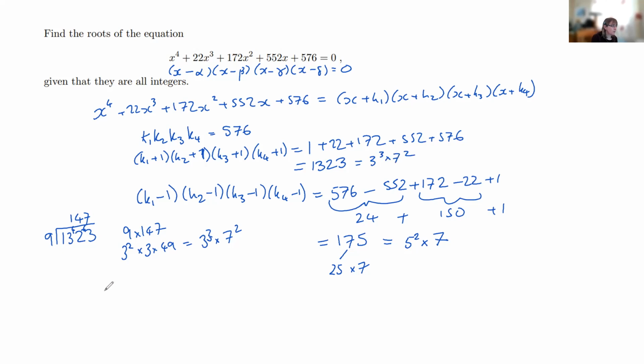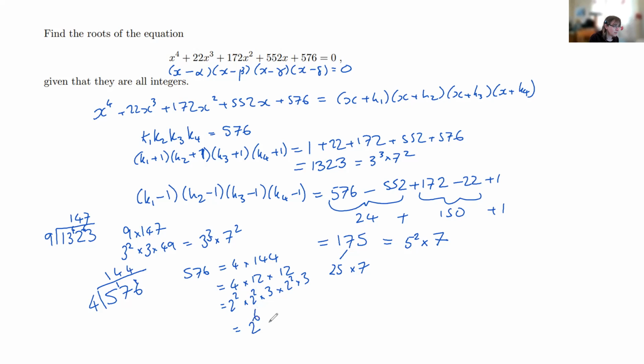And 576, what can I divide that by? I can certainly divide it by 4. 4s into 5 go 1. 4s into 17 go 4. 4s into 16 go 4. Okay, so 576 is the same as 4 times 144. That's the same as 4 times 12 times 12. That's the same as 2 squared, and 12 is 2 squared times 3. So I'm going to get 2 to the power 6 multiplied by 3 squared.